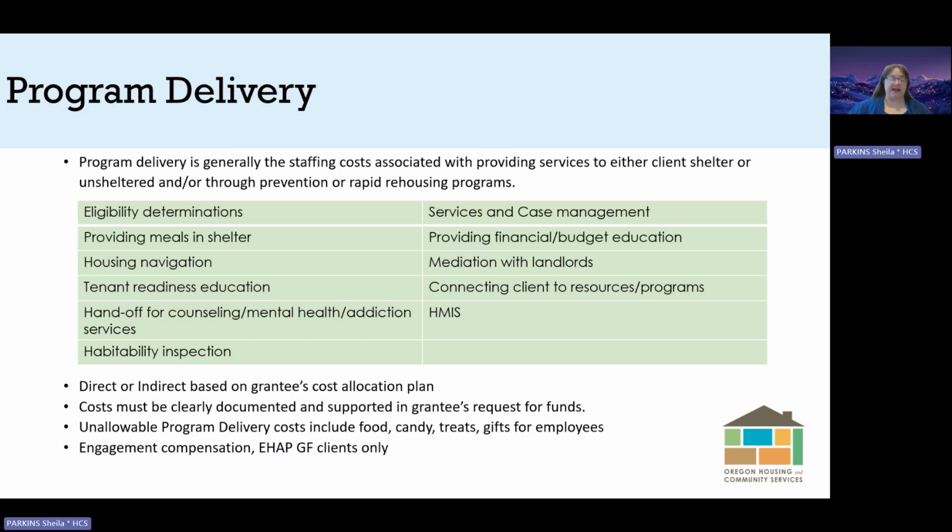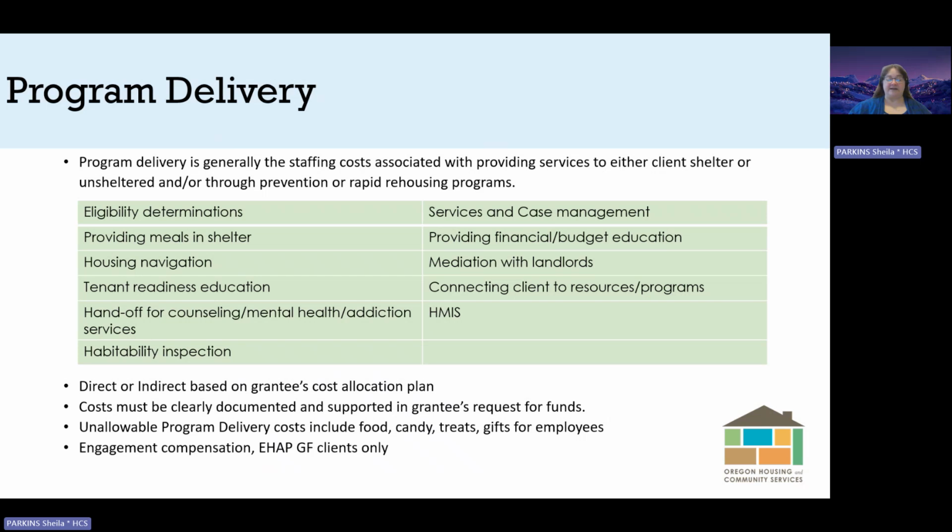First, OHCS allows subgrantees to use funds to compensate EHAP General Fund clients for their lived experience, either through surveys or through focus groups or feedback sessions. It is critical that funds be provided only to EHAP General Fund clients. Again, the definition for client is one who has received an assessment of need, has been entered into an OHCS funded program, entered into HMIS, and is receiving financial assistance. Only when they are receiving financial assistance are they considered a client specifically for the purposes of engagement incentives.